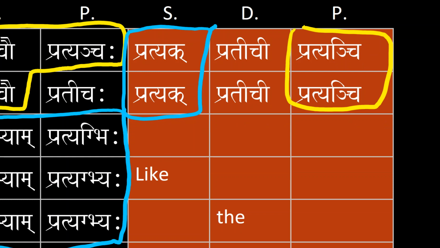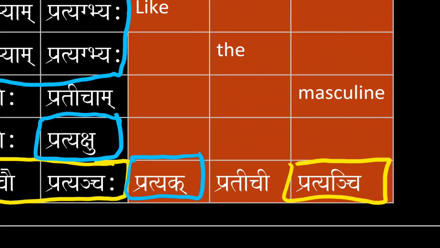When you have a half letter, you always want to connect it to the full letter before adding the vowel. So now for accusative, we have the same thing: pratyak, then for dual, pratichi, and then for plural, pratyanchi. And then finally for vocative, we have he pratyak, he pratichi, and he pratyanchi.